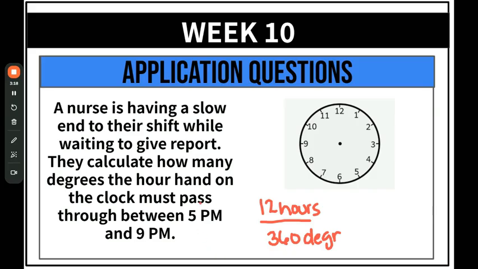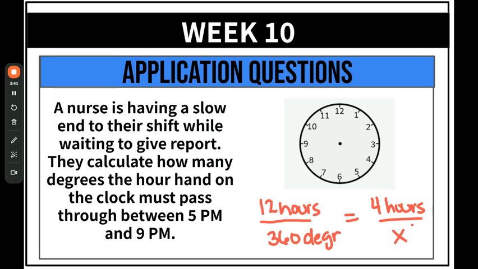But they want to know how many degrees are between 5 p.m. and 9 p.m. Well, let's see. How many hours is that? We've got 6 p.m., 7 p.m., 8 p.m., 9 p.m., which is going to be 4 hours. So I'm going to line up my units here, hours on the top. And then we want to know how many degrees that is. So that's going to be x.